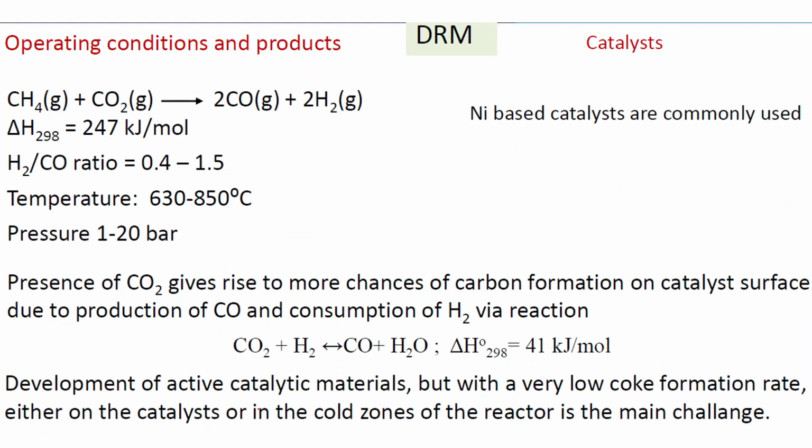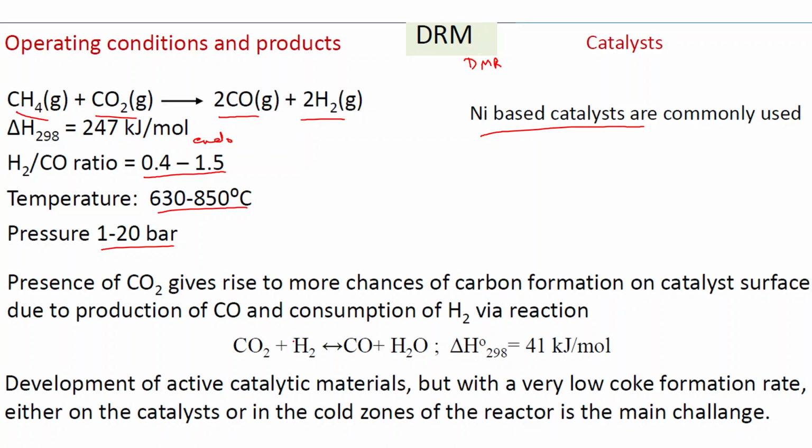The next one is dry methane reforming, basically DMR. In this, methane reacts with carbon dioxide to give carbon monoxide and hydrogen, and it is an endothermic reaction. The hydrogen to carbon monoxide ratio is 0.4 to 1.5, the temperature is in the range of 630 to 850 degrees C, and the pressure is 1 to 20 bar. The presence of carbon dioxide gives rise to more chances of carbon formation. So here carbon formation is more, and the catalyst used is a nickel-based catalyst.